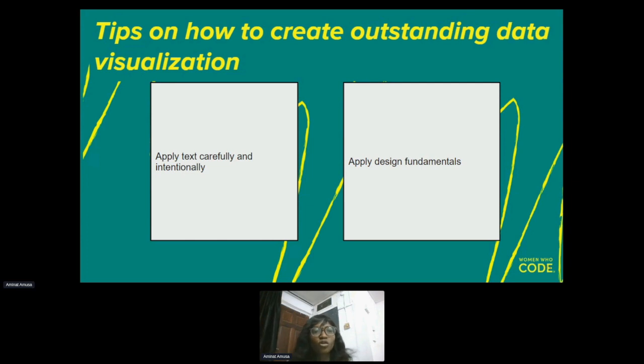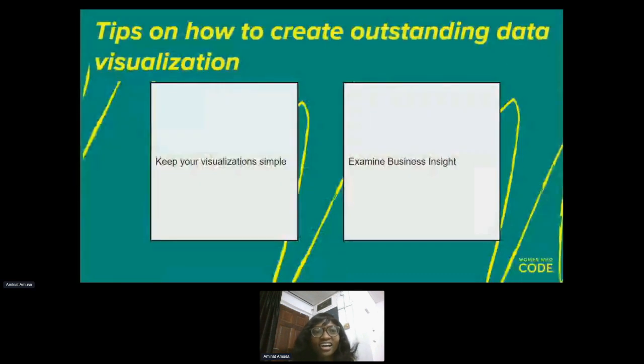So when we're talking about charts, do not just have charts everywhere on your dashboard. Be intentional about what you keep on your dashboard. It needs to be important. It needs to be touching a pain point. It should not just be there for the sake of it being there. So that brings us to keeping your visualization simple.